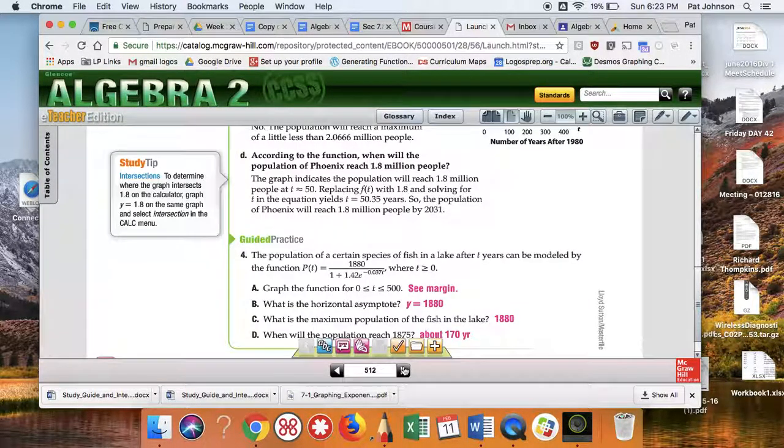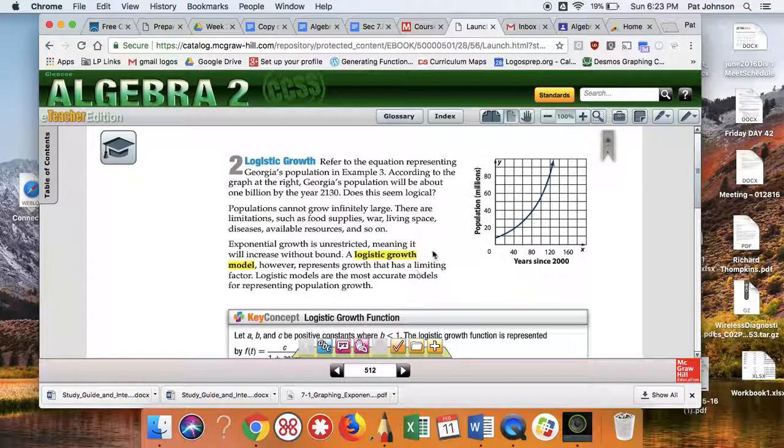Okay, so now one more thing to consider. We've got these equations that give us growth. Now, a population represented in Georgia's growth is what they give us in example 3. According to that, the population will be about 1 billion by the year 2130. Is this really logical? According to exponential growth, it increases without bound, meaning it goes on forever and ever. So we could get up to trillions, quadrillions, I don't know how big they come. But that's not logistical, right?